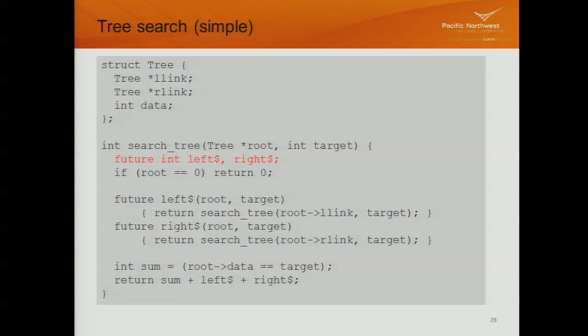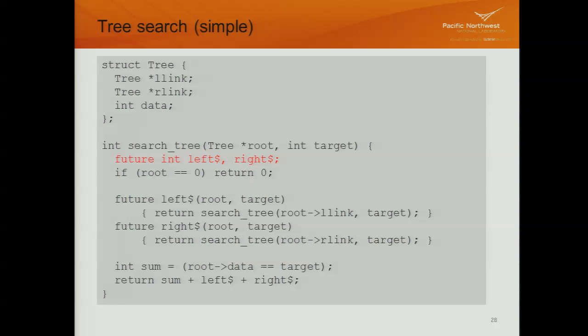So let's see. The arguments are passed by value, so these are all copied, and the record representing this future statement will be placed on this queue, and then they'll be executed by other streams. So an example of that is, here's a simple tree search. I just want to search a tree and count the number of node values that match some target, right?